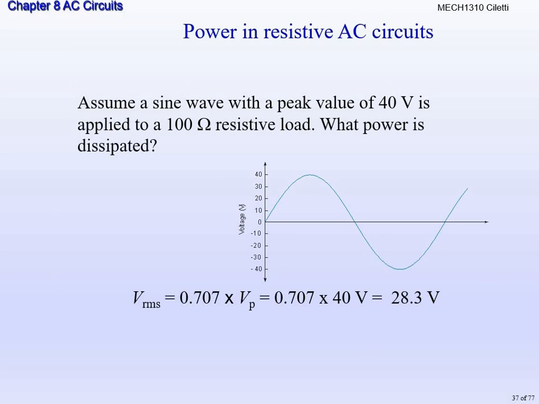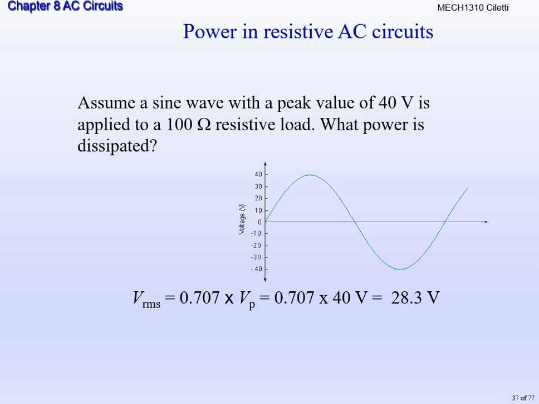So let's do an example here. We have a sine wave that has a peak value of 40 volts, and we have a 100 ohm resistive load. What's the power dissipated? All right, so we have to find RMS first. Remember, to find RMS, it's 0.707 times VP. So for this one, our VRMS is 28.3.